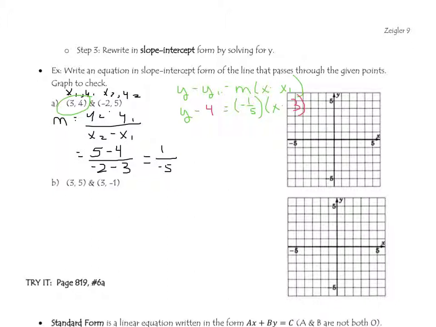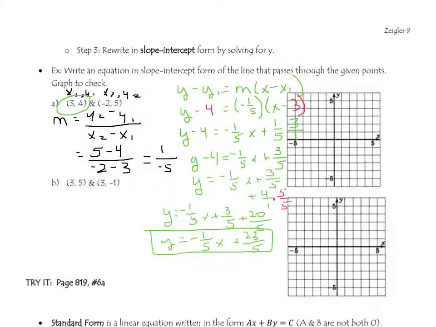So now I work to simplify that. I'll just keep all this here while I distribute. And then negative 1/5 times 3 is going to be a positive number, and I'm changing my whole number to 3 over 1. So I have y minus 4 is negative 1/5 x plus, multiply the numerators, multiply the denominators, and then I add to both sides the number 4.